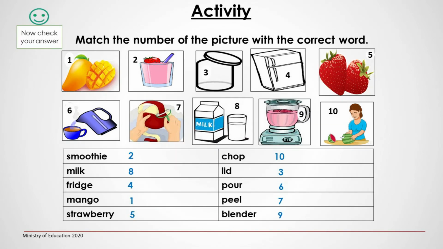Smoothie, number 2. Milk, number 8. Fridge, number 4. Mango, number 1. Strawberry, number 5. Chop, number 10. Lid, number 3. Paw, number 6. Peel, number 7. Blender, number 9.